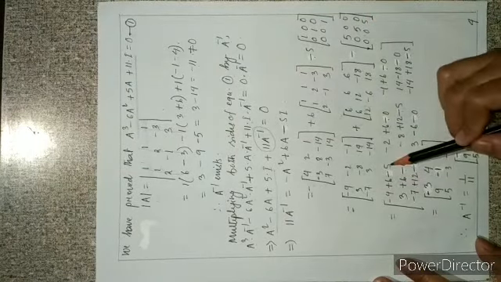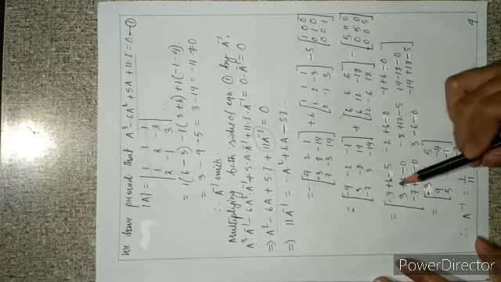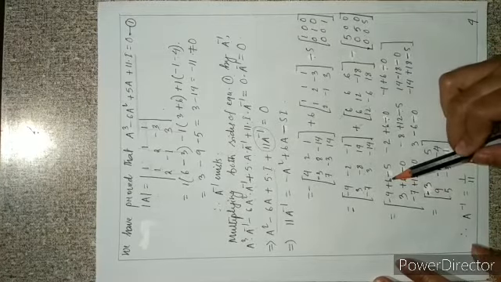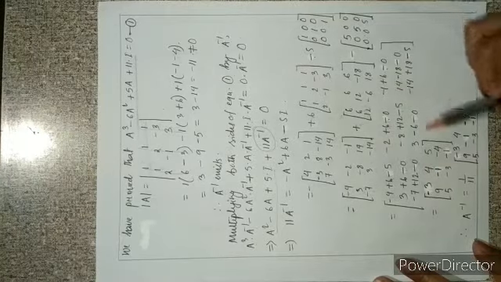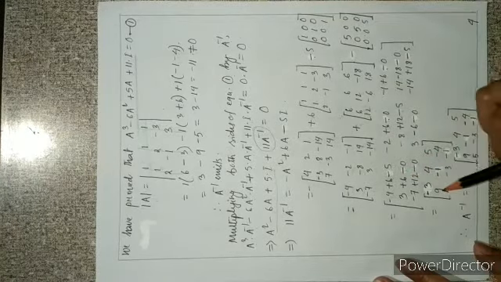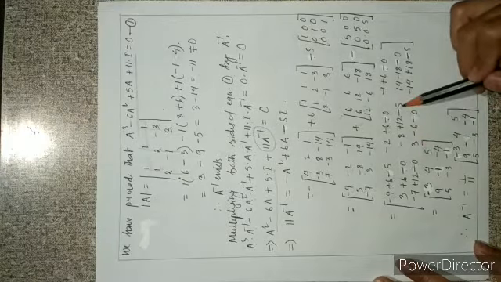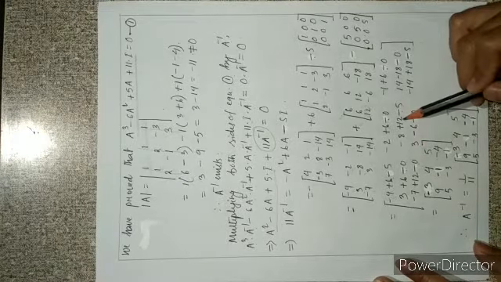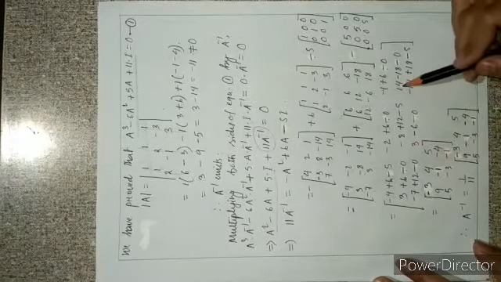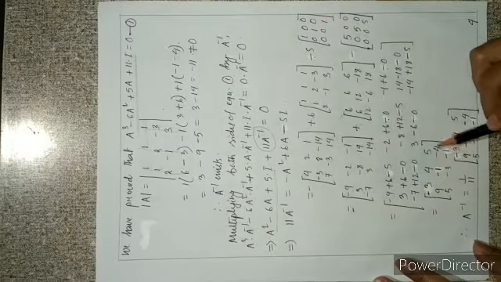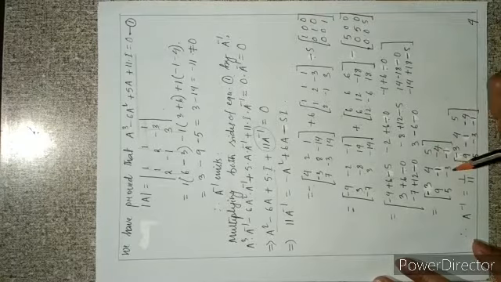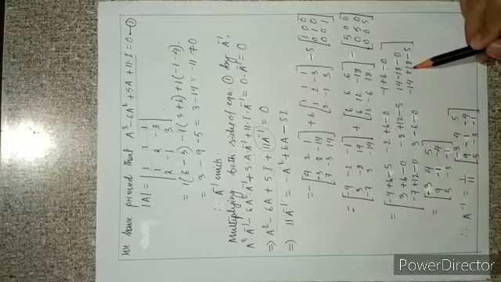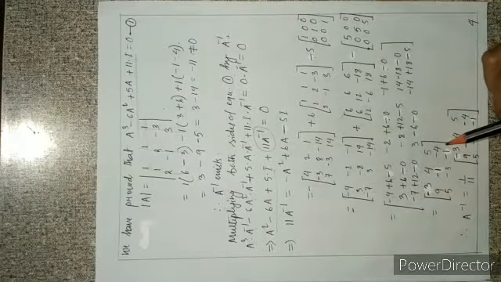Minus 4 plus 6, minus 5 is minus 3. Minus 2 plus 6, 4. Minus 1 plus 6, 5. 3 plus 6, 9. Minus 8 plus 12 is 4, minus 5 is equal to minus 1. 14 minus 18 is minus 4. Minus 7 plus 12 is 5. 3 minus 6 is minus 3. Minus 14 plus 18 is 4, 4 plus minus 5 is equal to minus 1.